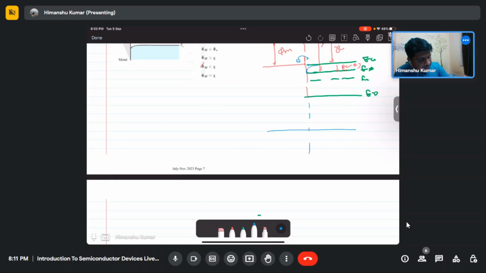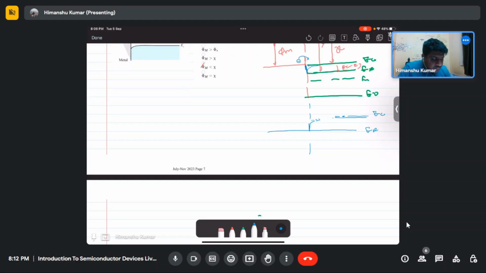When we draw the equilibrium band diagram, it will look like this. So this is EF. At equilibrium the Fermi level will align, and this gap will remain. So basically, in the bulk region this is our EC, then at the interface this EC will become less. Okay, so this is the band bending possible.